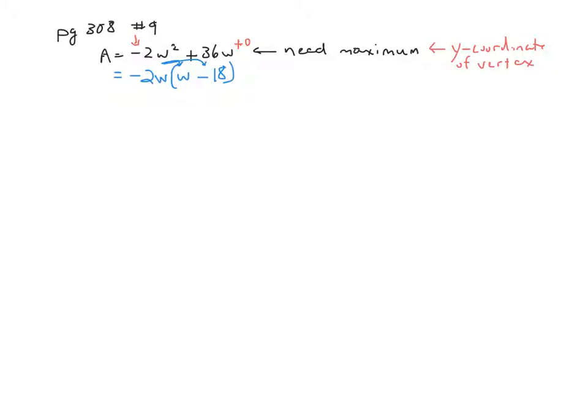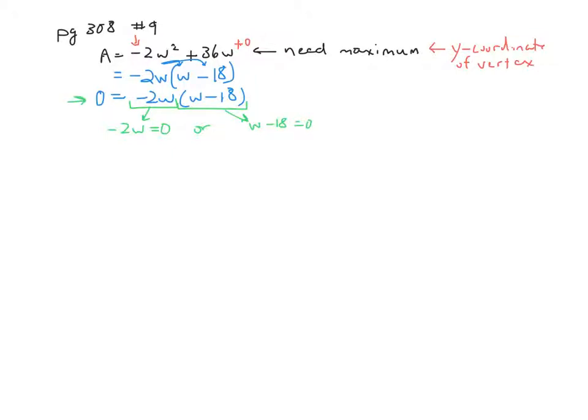Now to find my x-intercepts, I'm really letting y equal 0, or in this case, instead of y, I have A for area. I'm letting the area equal 0. So I'm going to put that in here. So the area is 0, and it is equal to negative 2w times w minus 18. The only way we're going to get an answer of 0 when we're multiplying two things together is if one of those two things is actually equal to 0. So we could say, well, either negative 2w is equal to 0, or the w minus 18 has to be equal to 0.